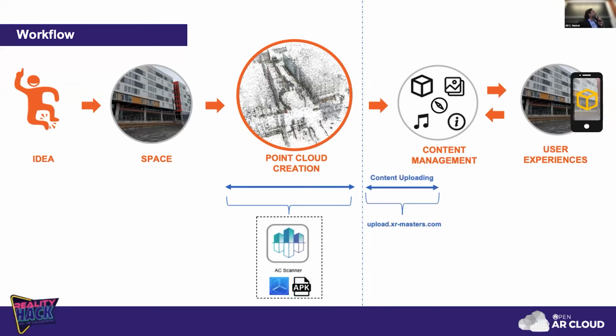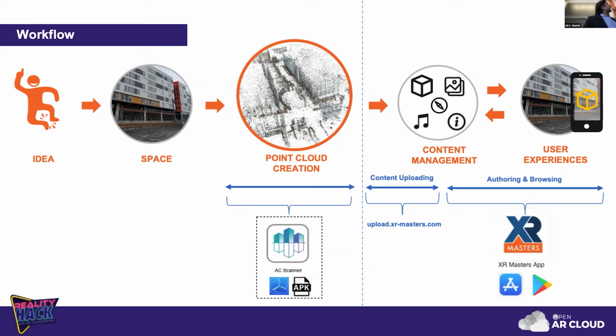And the second part is where you do content uploading. That's with the XR Masters spatial content management platform, which works with Augmented City and is Open Spatial Computing Platform compliant. That's upload.xrmasters.com. Once your assets are uploaded in the content repository, you would need the XR Masters app, which is free to download on Google Play and the App Store. Once you download it, you will need to register and tell us that you would like to become an editor so that you can do authoring and placement. So again, we are at the booth and we can talk about all of this.